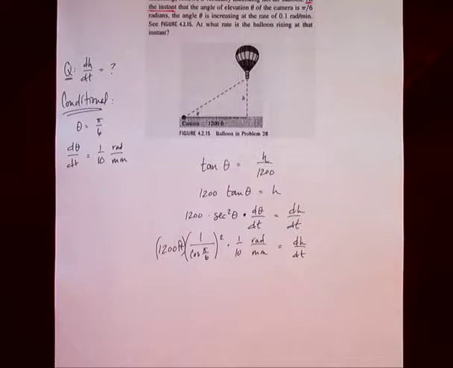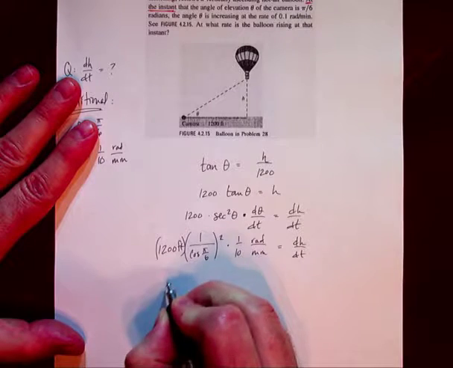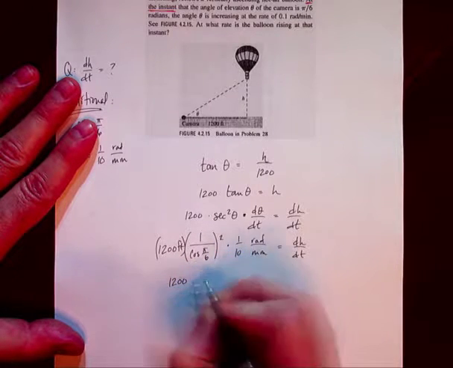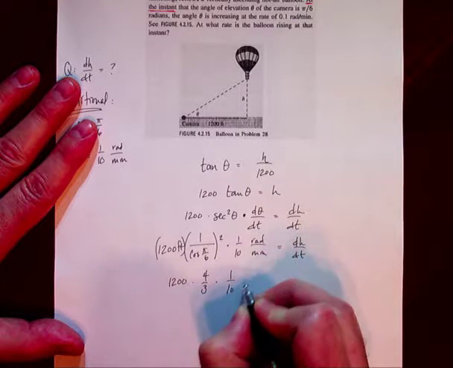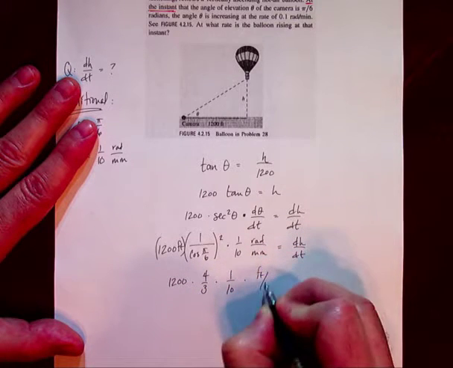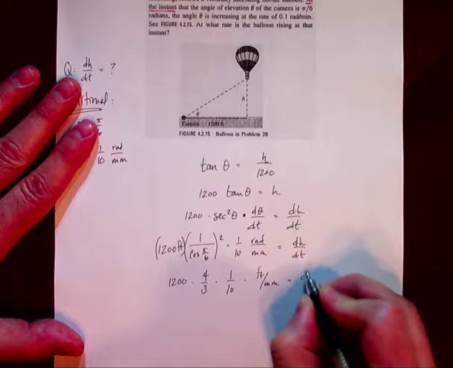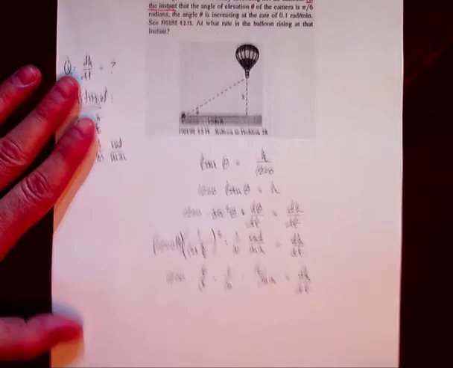Now, cosine of pi over 6 is root 3 over 2. When I flip that over, it's 2 over root 3. Squared is going to be 4/3. So this is going to be 1200 times 4/3 times 1/10 feet per minute. And now all I have to do is just simplify.